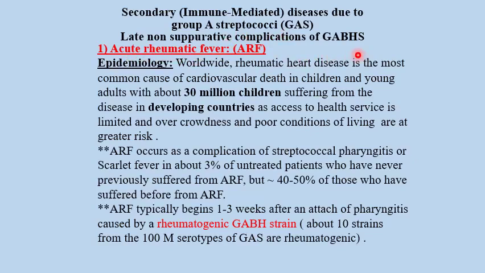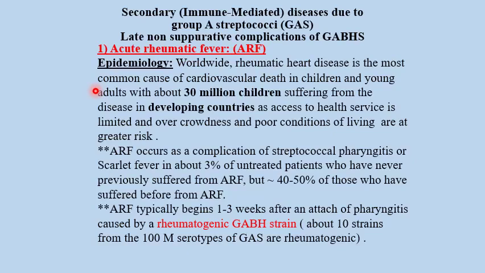We have two diseases under these complications. Number one, acute rheumatic fever. We'd like to know the epidemiology of this acute rheumatic fever. Worldwide, rheumatic heart disease is the most common cause of cardiovascular death in children and young adults, with about 30 million children suffering from the disease, especially in developing countries. We find that in developed countries children also suffer from heart diseases, but not due to this organism or acute rheumatic fever.